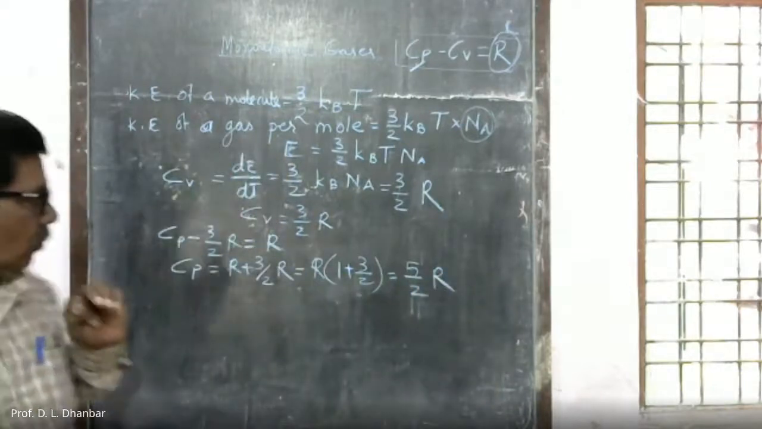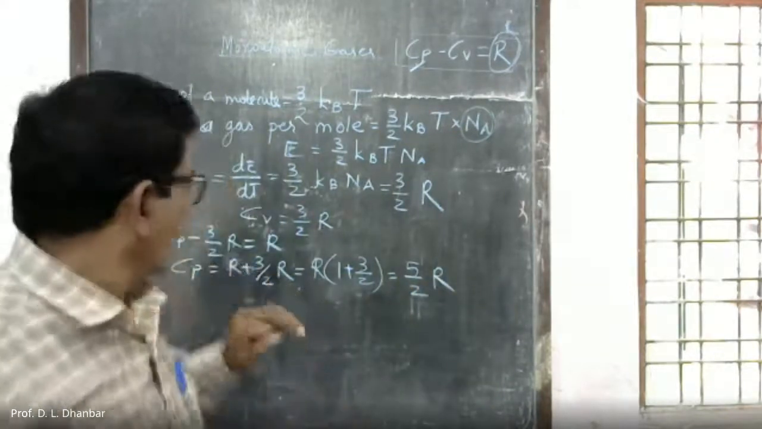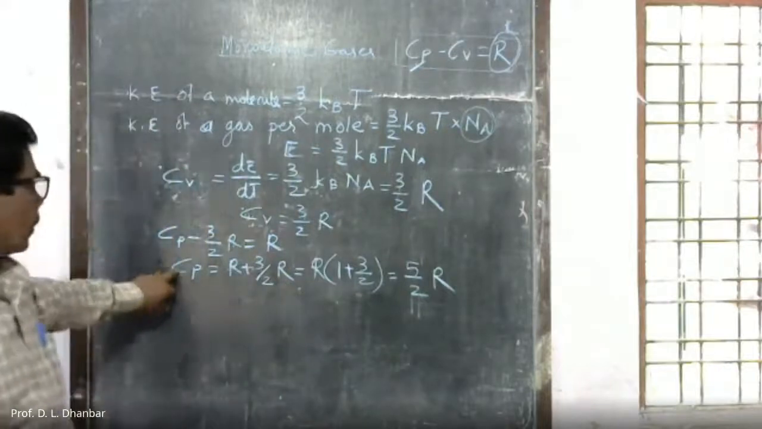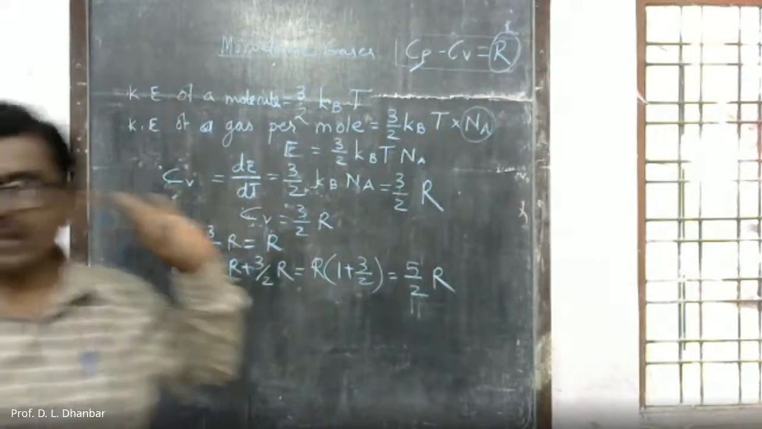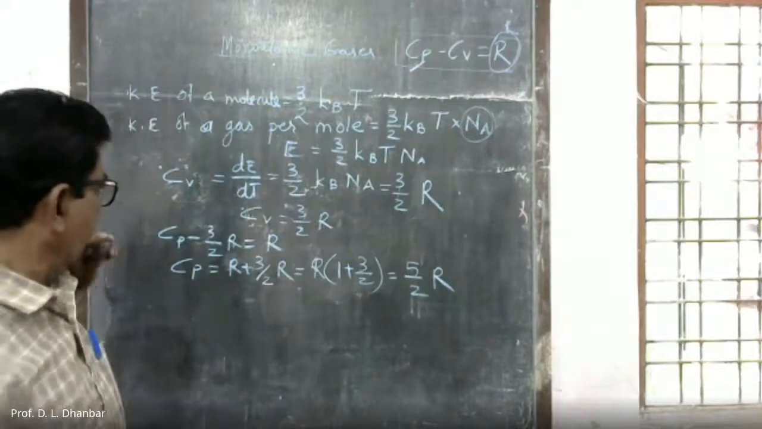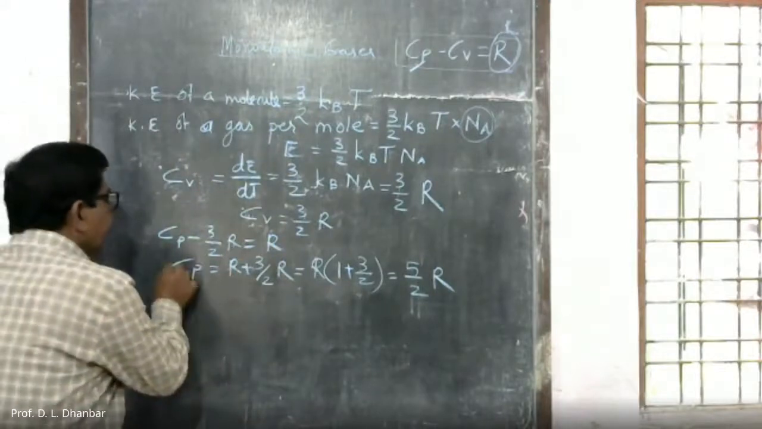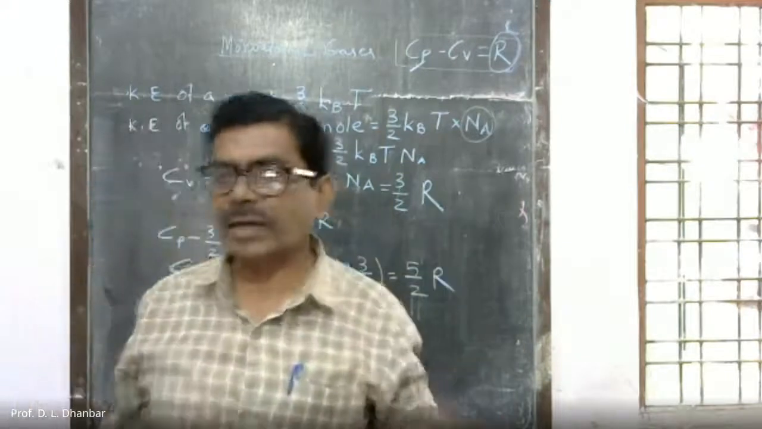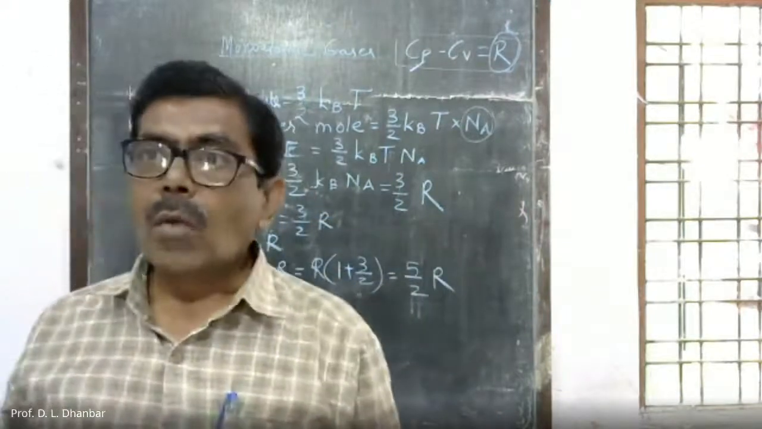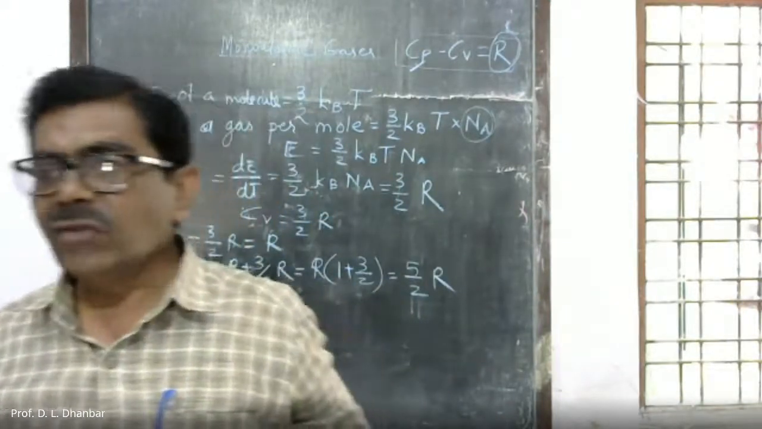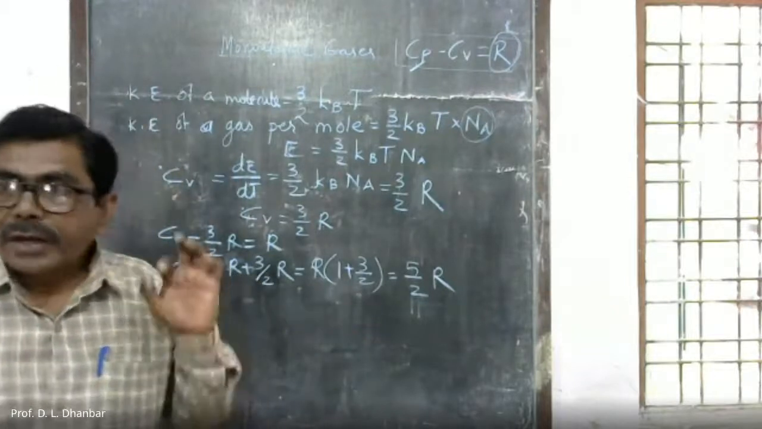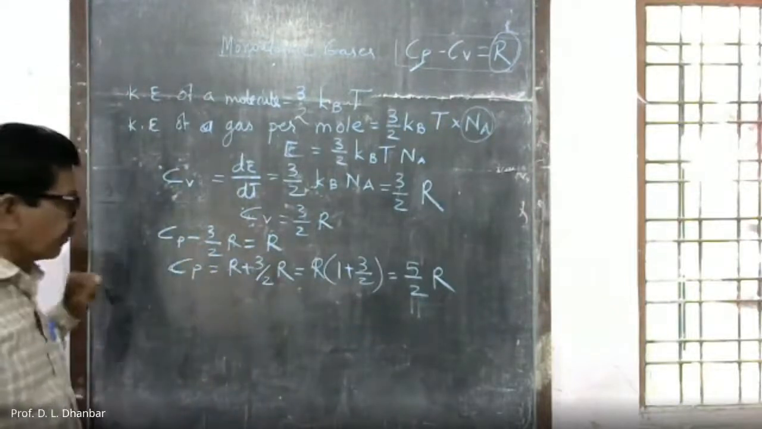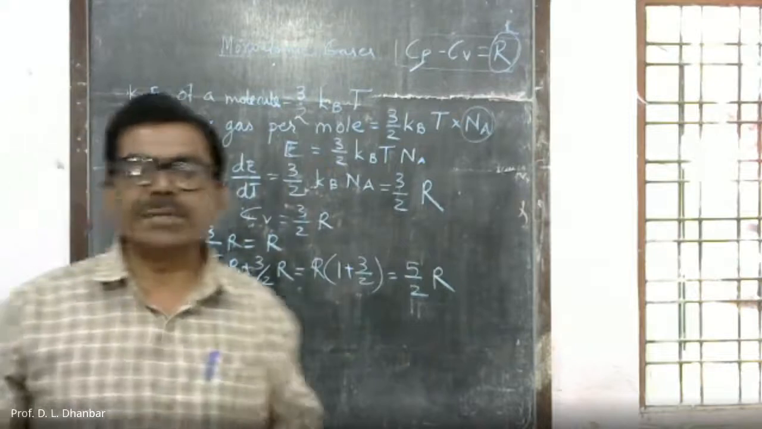So Cp is equal to 5 by 2 times R. So we got Cp. Here, this is the specific heat of the gas at constant pressure, which is given by 5 by 2 times R. Now, what we have to find out? Our aim is to find out the ratio of two specific heats.